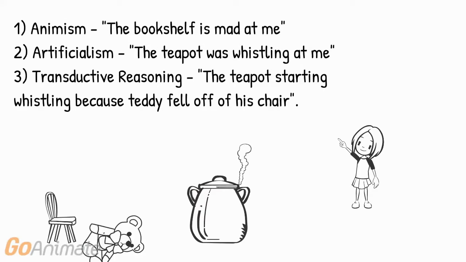Transductive reasoning is believing that two events are related when in reality they're not related at all. Children may do this. For example, a child may believe a teapot started steaming because, right before it started steaming, a doll fell off a chair.